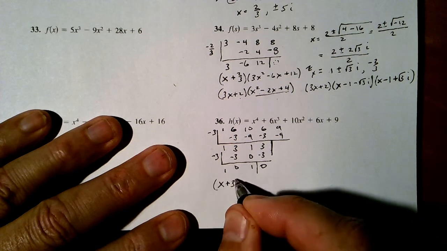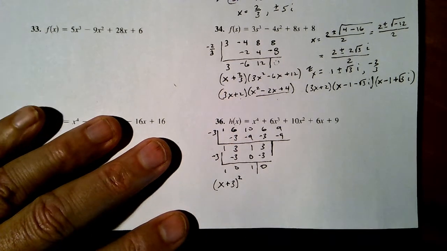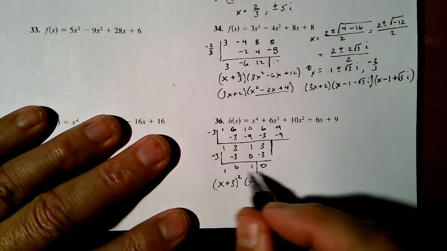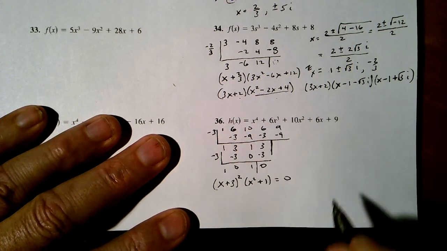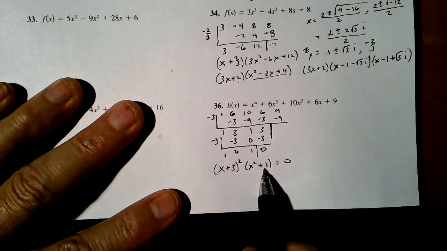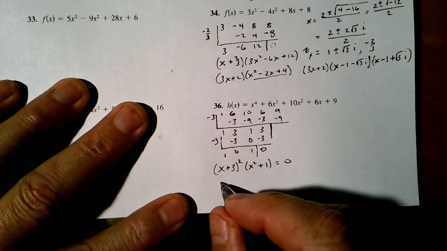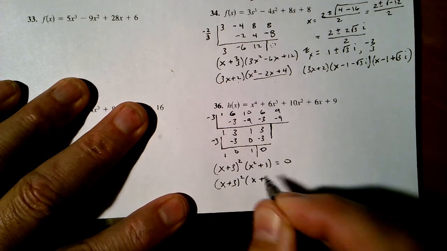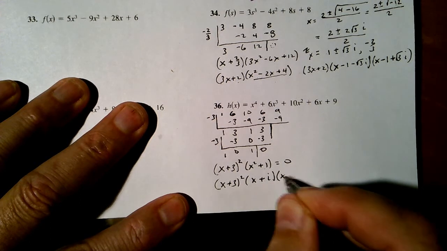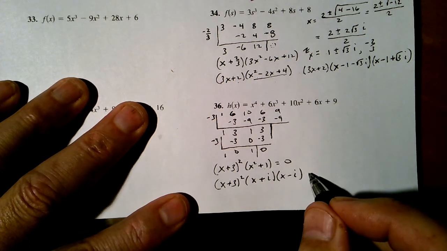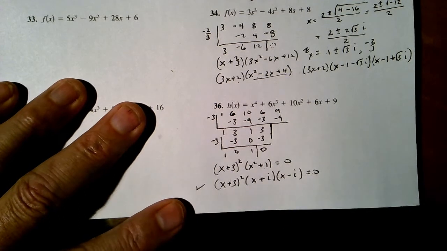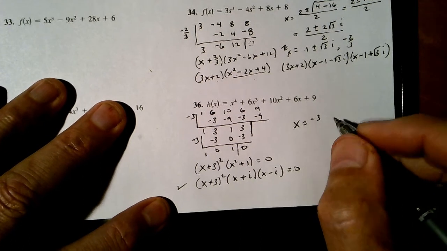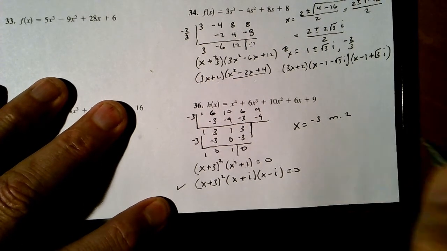x plus 3 squared goes twice, and then I would be left with an x squared, no x's, and a 1. How about that? And this is now factorable. So I get x plus 3 squared times x plus i times x minus i. If I set that equal to 0, by the way, there's our linear factors, I get x equals negative 3. I like to state its multiplicity, 2.